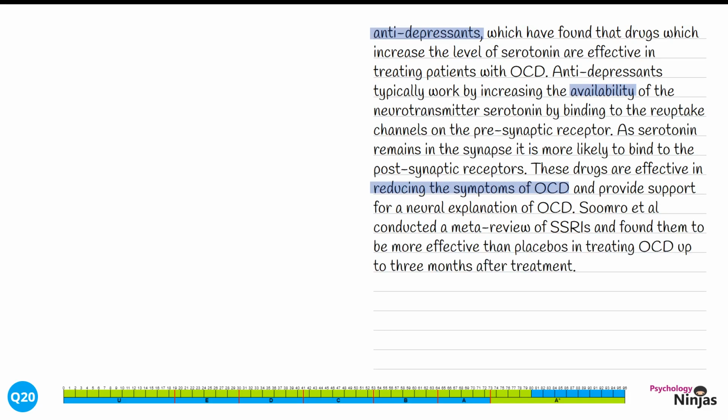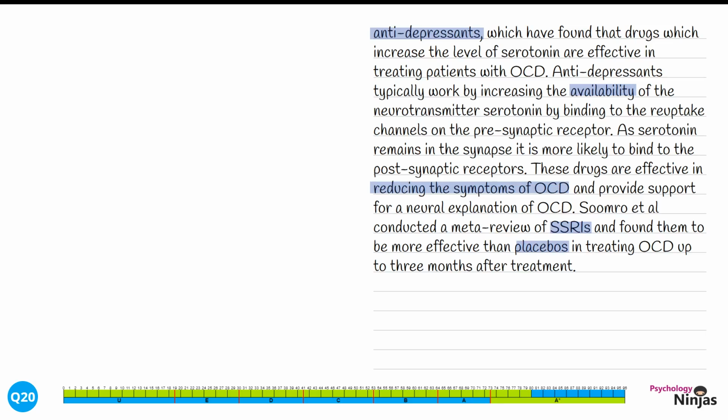Sumru et al. conducted a meta-review of SSRIs and found them to be more effective than placebos in treating OCD up to 3 months after treatment. SSRIs are a particular type of antidepressant, or selective serotonin reuptake inhibitors. When we're comparing them to placebos, we're comparing them to no treatment, the treatment just being given in terms of a sugar pill.